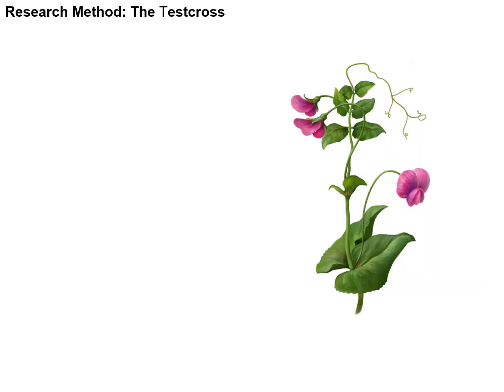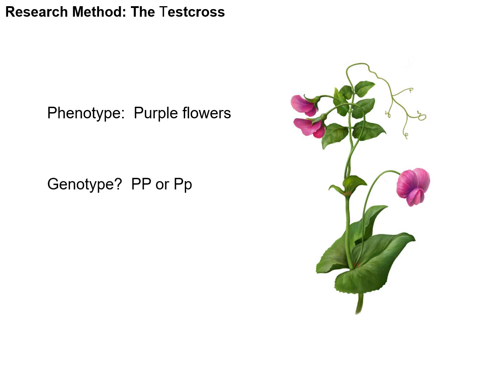So here's a question for you now. If I show you a purple flowered plant, you obviously know that the phenotype is purple. But what is this plant's genotype? And remember, there are two options. Either the genotype is homozygous dominant or heterozygous. But you cannot tell just by looking at the plant. So how do you determine the genotype of the purple flowered plant?